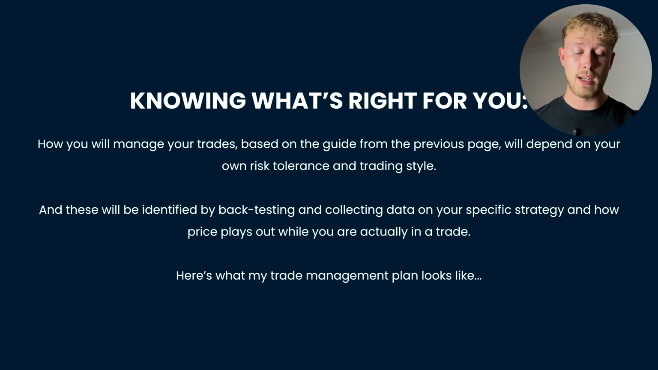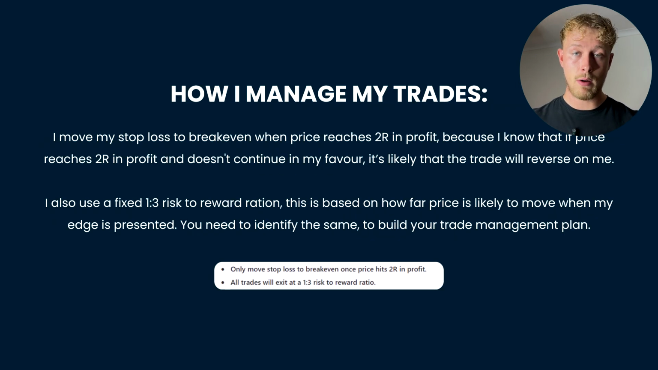So here's what my trade management plan looks like, to give you a better idea of how you should be managing your trades. How I manage my trades: I move my stop loss to break even when price reaches 2R in profit. Because I know that if I'm in a trade and it reaches 2R, and it doesn't continue in my favor, whether I'm long or short, from my data it's very likely that the trade will then reverse on me. So I'll move my stop loss to break even once price reaches 2R in profit, because I understand how my system plays out.